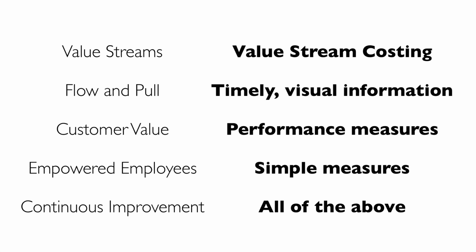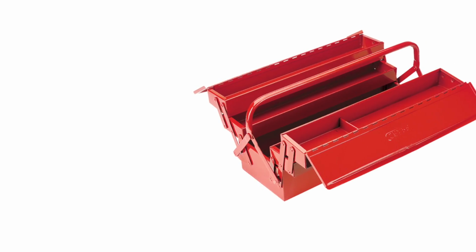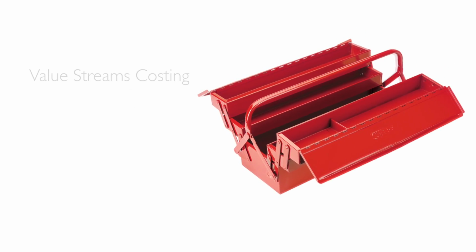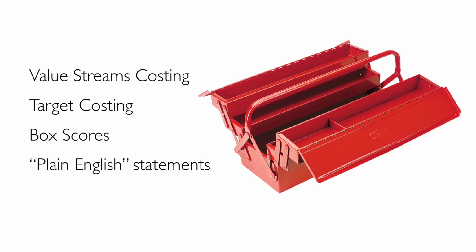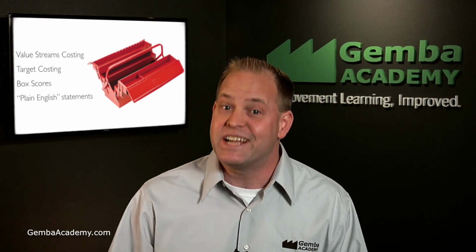Lastly, all associates, including accountants, drive to continuously improve their own processes in support of the overall pursuit of perfection at the organizational level. Now then, since principles guide behaviors, a new set of accounting tools are needed in order to act on these principles. As such, throughout the remainder of this course, we'll provide and explain some of the tools used by lean accountants, including value stream costing, target costing, box scores, and plain English statements. And we also promise to deliver this information as clearly and concisely as possible.